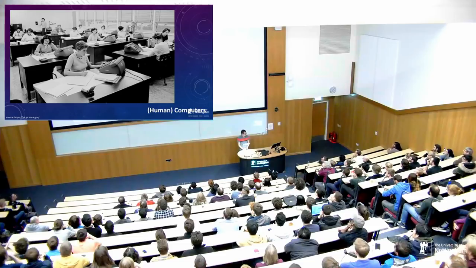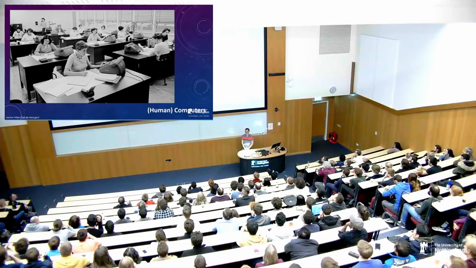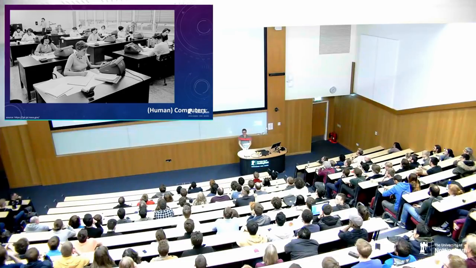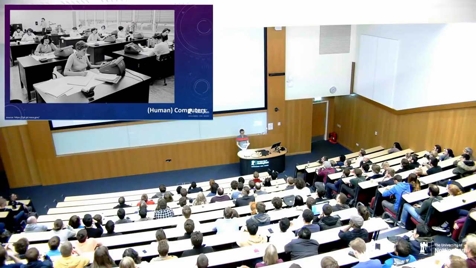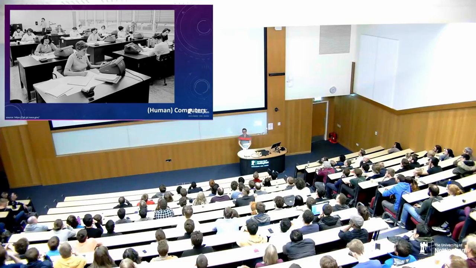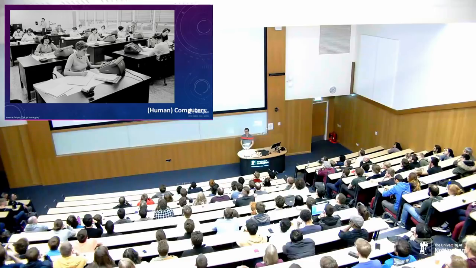So computers are devices that compute. Back in the day, computers didn't actually refer to any sort of electronic machine. They referred to people doing arithmetic on paper. The picture above is one of a bunch of human computers at NASA doing computations for anything that we're doing, especially back in the 60s.